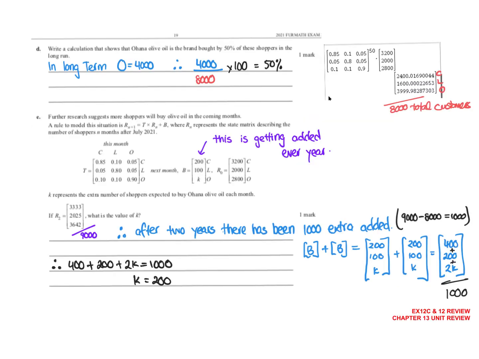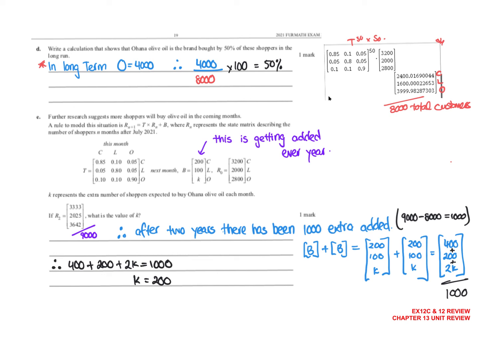Okay, write down a calculation that shows that O olive brand is the brand bought by 50% of the shoppers in the long run. So in the long run, we need the transition to a high power times S0. So we found that, and you can see that O rounds up to 4,000. So if you've got 4,000 in the long run, now there's still 8,000 customers. So 4,000 out of 8,000 times 100 is 50%. So you probably had to show this to get the 1 mark. But obviously we needed to do it on the calculator to work out.